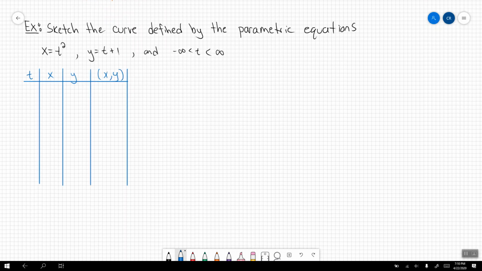All right, so here's my table. I have my t coordinates, my parameter values for t. Then I'm going to plug those into the x and the y, and then I'll see what kind of ordered pair I get. Naturally we want to go with a few points just to get a feel for what this curve might be doing. So I'm going to go for my t values, just by looking at t squared and then t plus 1, I kind of want to go with -2, -1, 0, 1, and 2.